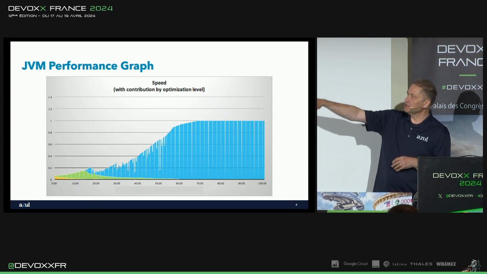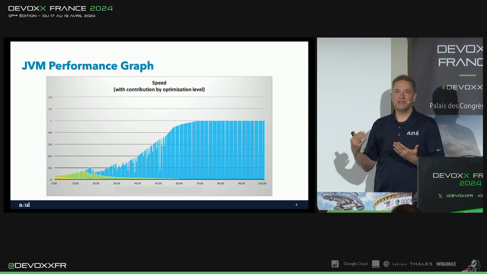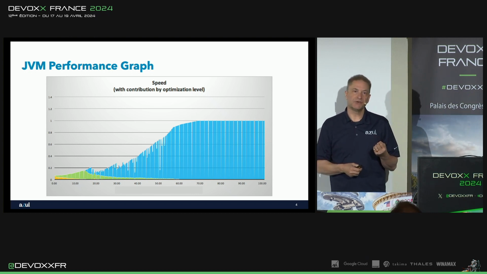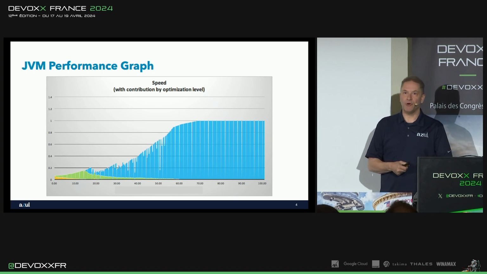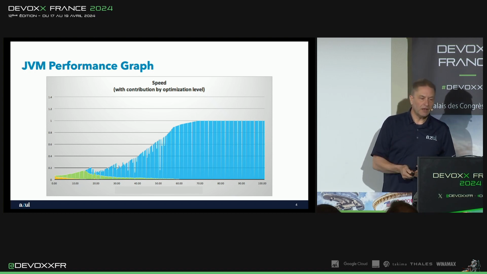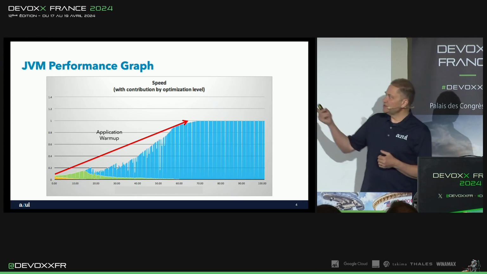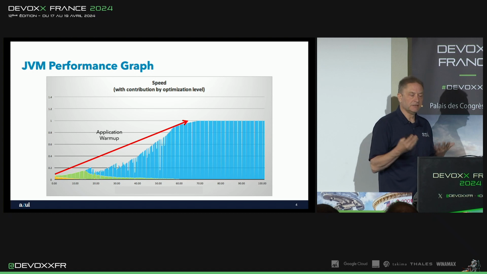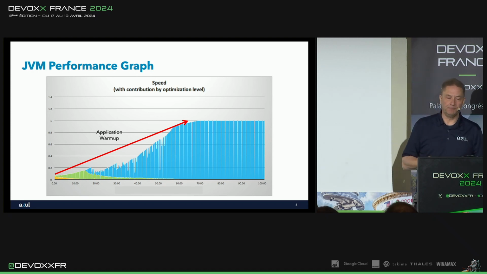And over time, as we can see, we'll get to a point where we've got a steady state, and that's because we've compiled all the frequently used pieces of code with C2, and we've optimized everything. So essentially in this graph, what we can see is that the time it takes to get to the steady state is our application warm-up time.